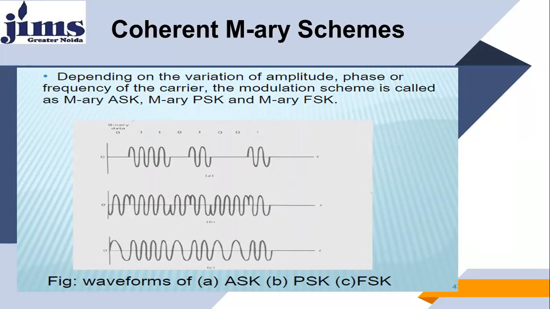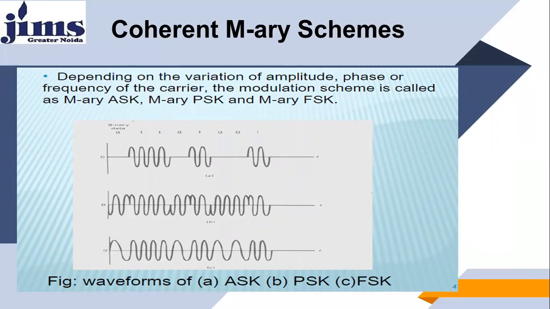You can also change the amplitude of the carrier, keeping frequency and phase constant. So that is called M-ary ASK, right? Third possibility is that according to the number of bits that you combine to have a symbol, the carrier is changed according to the symbol. But this time, if you want to change frequency and keep phase and amplitude constant, then that particular modulation scheme comes in the category of M-ary FSK.